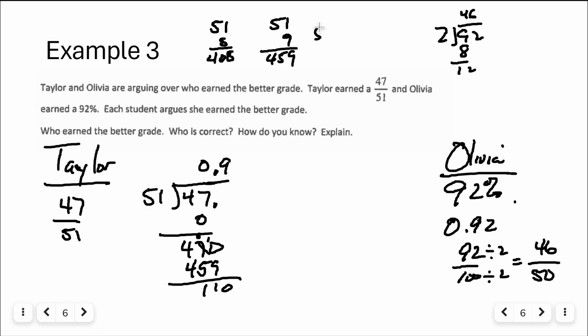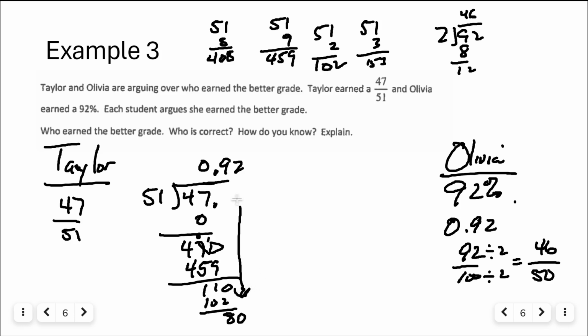Bring down the 0. 51 goes into 110. So 51 times 2, that's 102. 51 times 3, 153. So 51 times 2, bring down the 0. So we get 0.92. Now, we only go to the second place when we talk about grades. 0.92 is what we get.